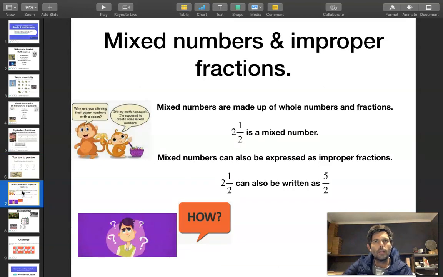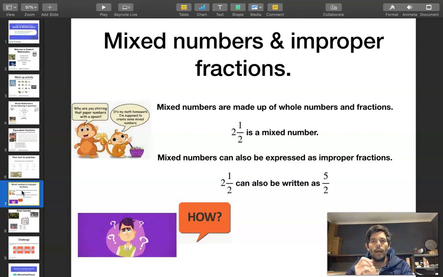Right, so the next type of fractions we're going to look at is mixed numbers, okay, and improper fractions. So mixed numbers are made up of whole numbers and fractions. So for example, I've given you 2.5. 2.5 is a mixed number, 2 is a whole number, and a half is a fraction. So when we put them together, they make a mixed number because it's a whole number and a fraction together, okay? Mixed numbers can also be expressed as improper fractions.